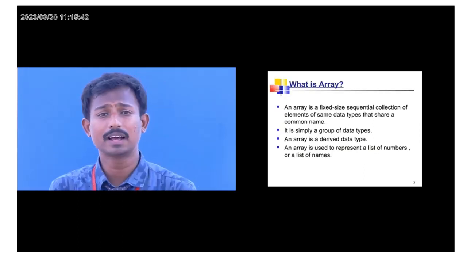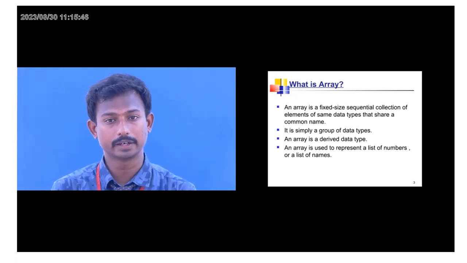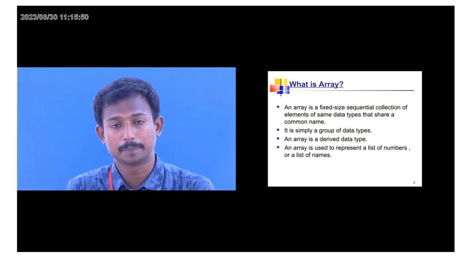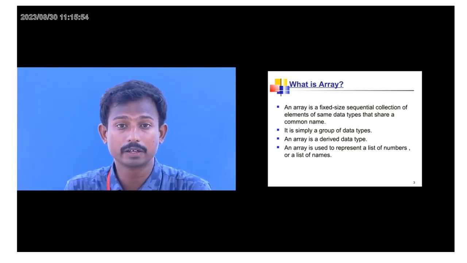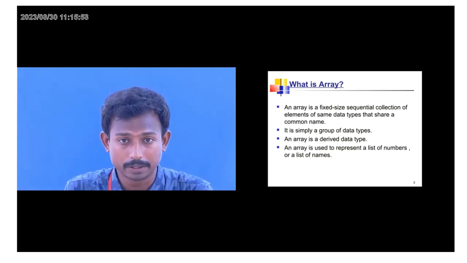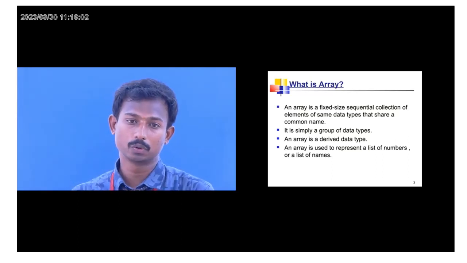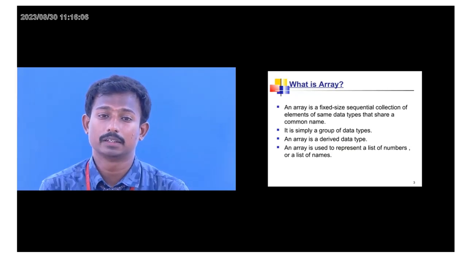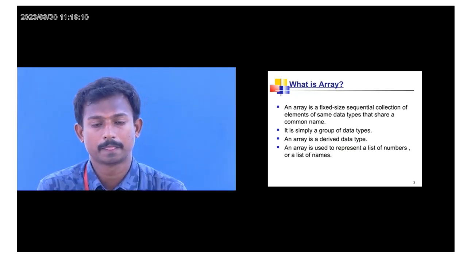Now, we enter into the topic. So, what is an array? It is a collection of elements stored in the same datatype. The same concept is applied in a structure, but a structure has a collection of elements stored in different datatypes. Here, an array has a collection of elements stored in the same datatype. So it is also known as a group of data types. It is also known as a derived data type. It represents a list of numbers or list of names, etc.